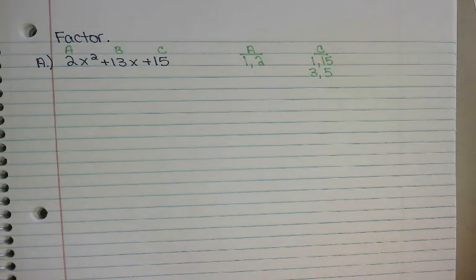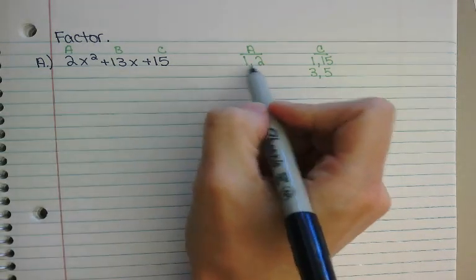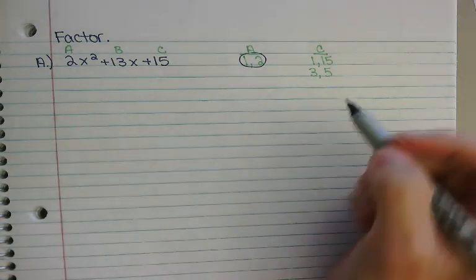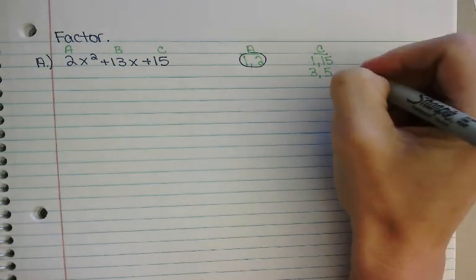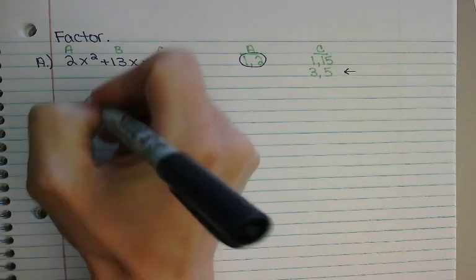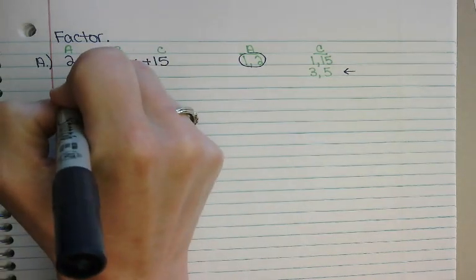Okay, so now I'm going to guess. And I'm going to say, well, I only have one option here for the A's. And out of these two, I'm going to start with the 3 and the 5. Okay, so now we're going to check.